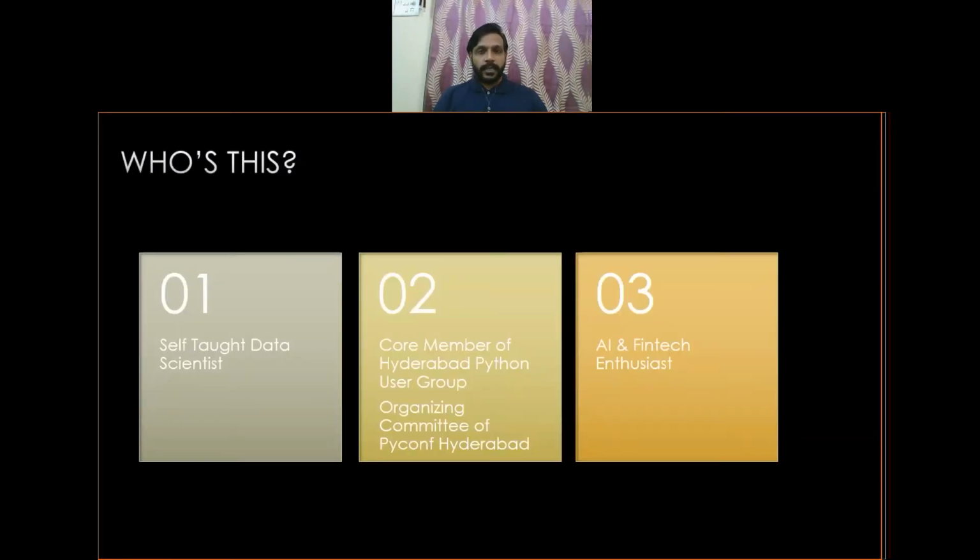I'm a self-taught data scientist and I also love to get involved in tech communities. Currently, I am a core member of the Hyderabad Python User Group and also an organizing committee member of PyCon Hyderabad. My areas of interest are AI and fintech.